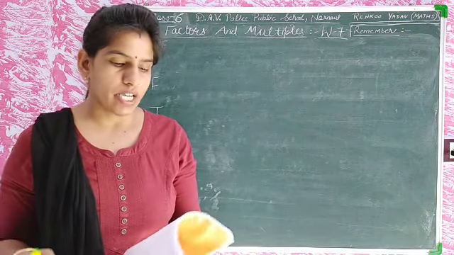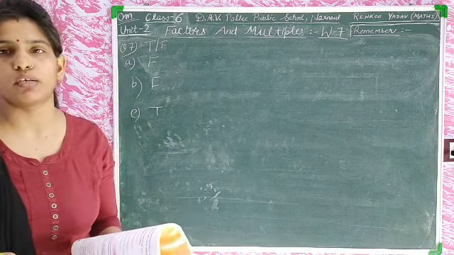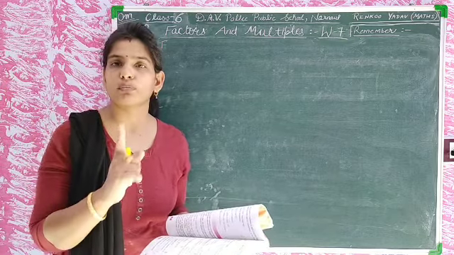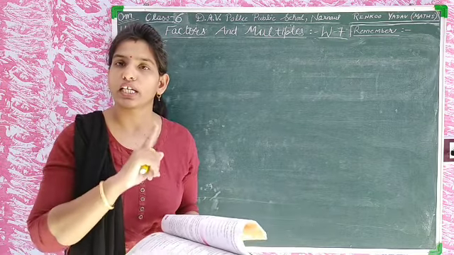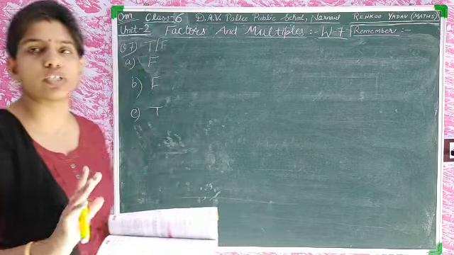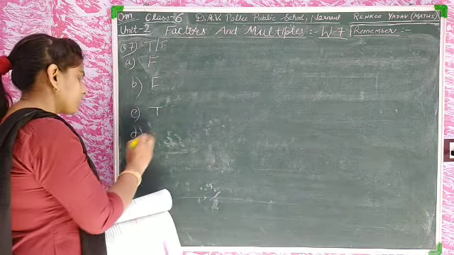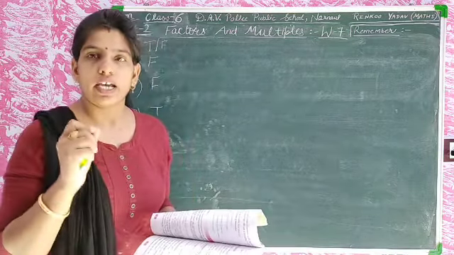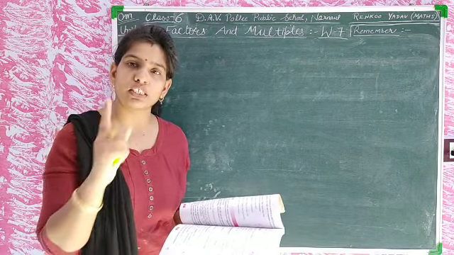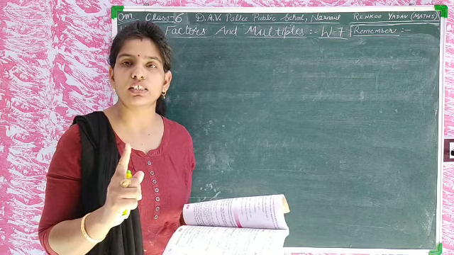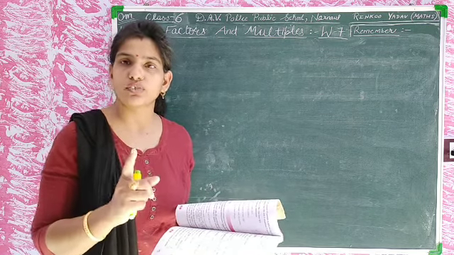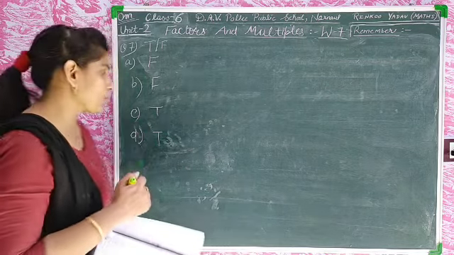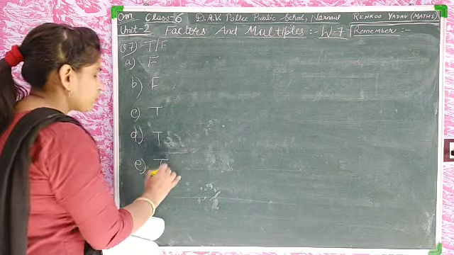Now we will do the next one. LCM of given numbers cannot be smaller than the numbers. Yes, LCM cannot be smaller than the numbers, and HCF cannot be greater than any of the given numbers. So it's a true statement. Now, the LCM of two co-prime numbers is equal to their product. Yes, the HCF of two co-prime numbers is 1, and the LCM of any two co-prime numbers is equal to the product of these two numbers. This is a true statement here.